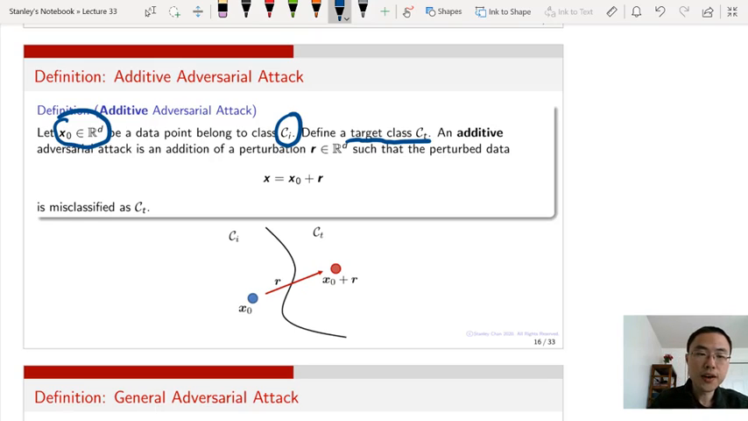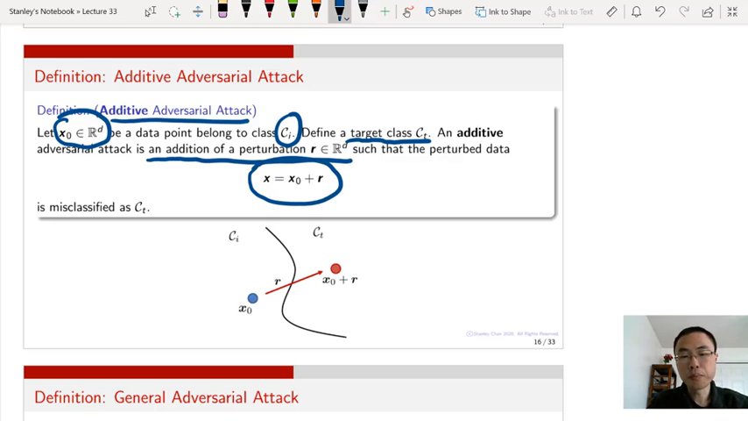Now I'm going to define something called the additive adversarial attack. I want to emphasize this term additive because it's a very narrowly defined attack mechanism. But this is very typical and very common in the literature nowadays. So what do I mean by the additive adversarial attack? It is an addition of a perturbation r in R^d. It has to be an addition. Now you can look at this equation. Originally you have x0, but now you have x0 plus r.